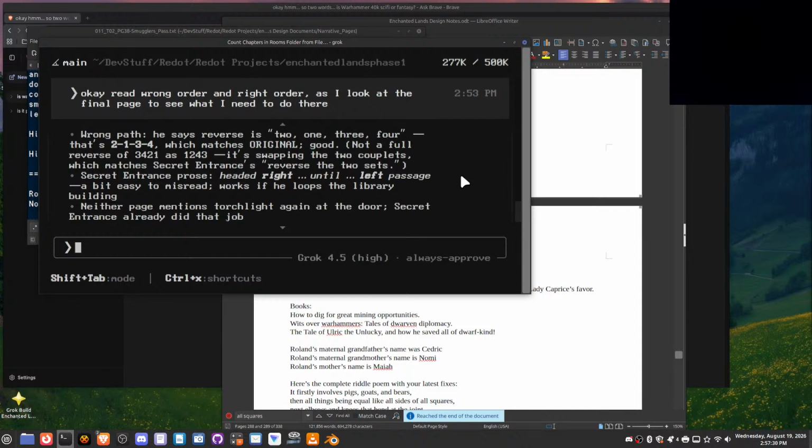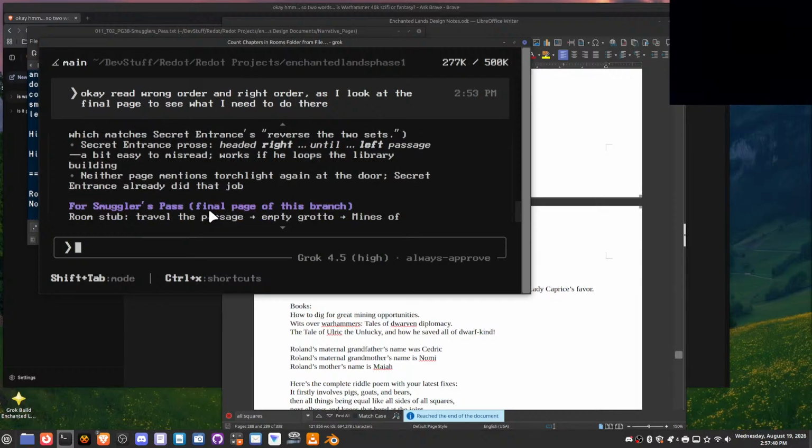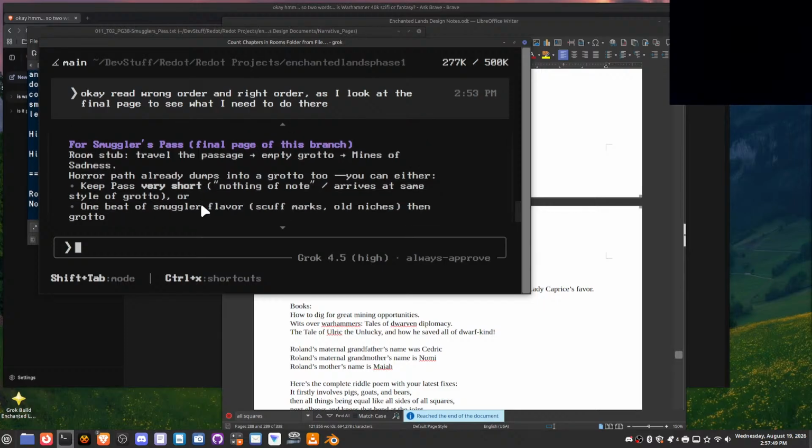Secret Ends are both headed right into the left passage. A bit easy to misread. Works if he loops to the library building. Neither page mentions short sight again at the door. Your engines already did that job. Smuggler's Pass.